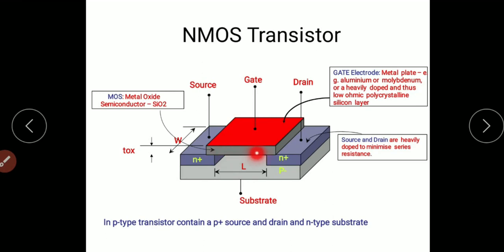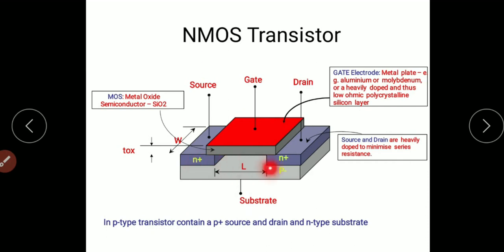This gate terminal is developed by incorporating a silicon dioxide layer using the oxidation process, then by implanting a polysilicon layer. So this gate is also named the polysilicon gate. This silicon dioxide, SiO2, is acting as an insulator between this gate terminal and this substrate.